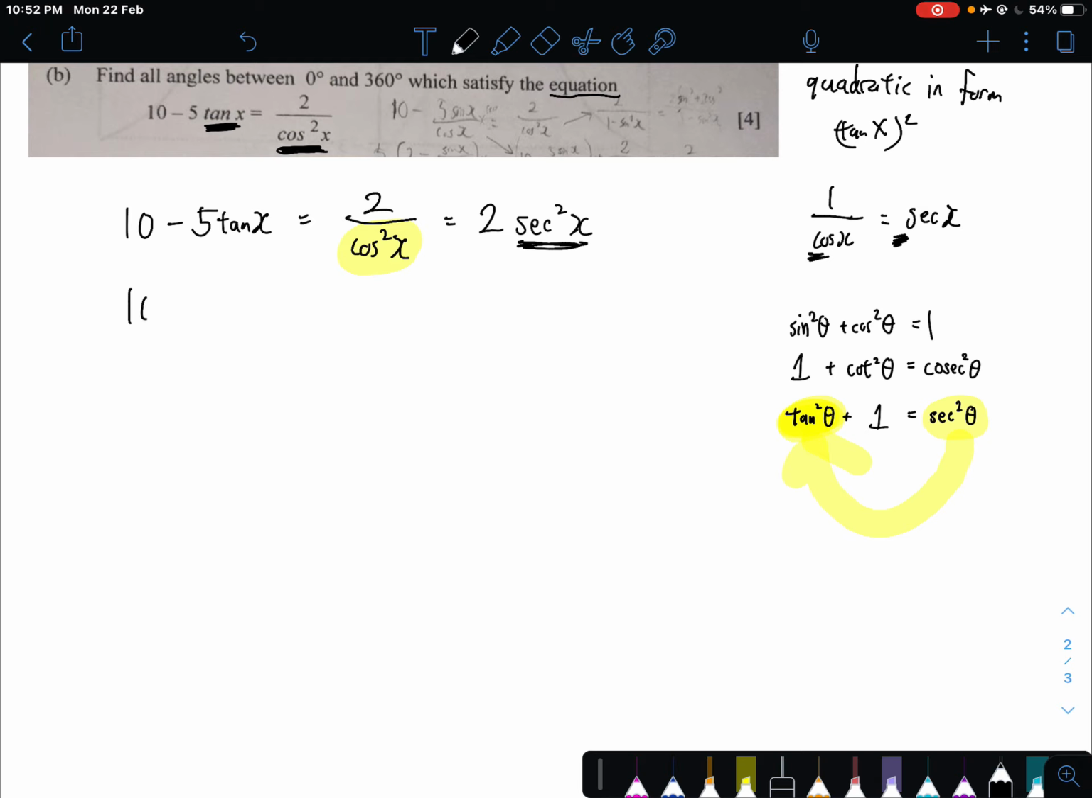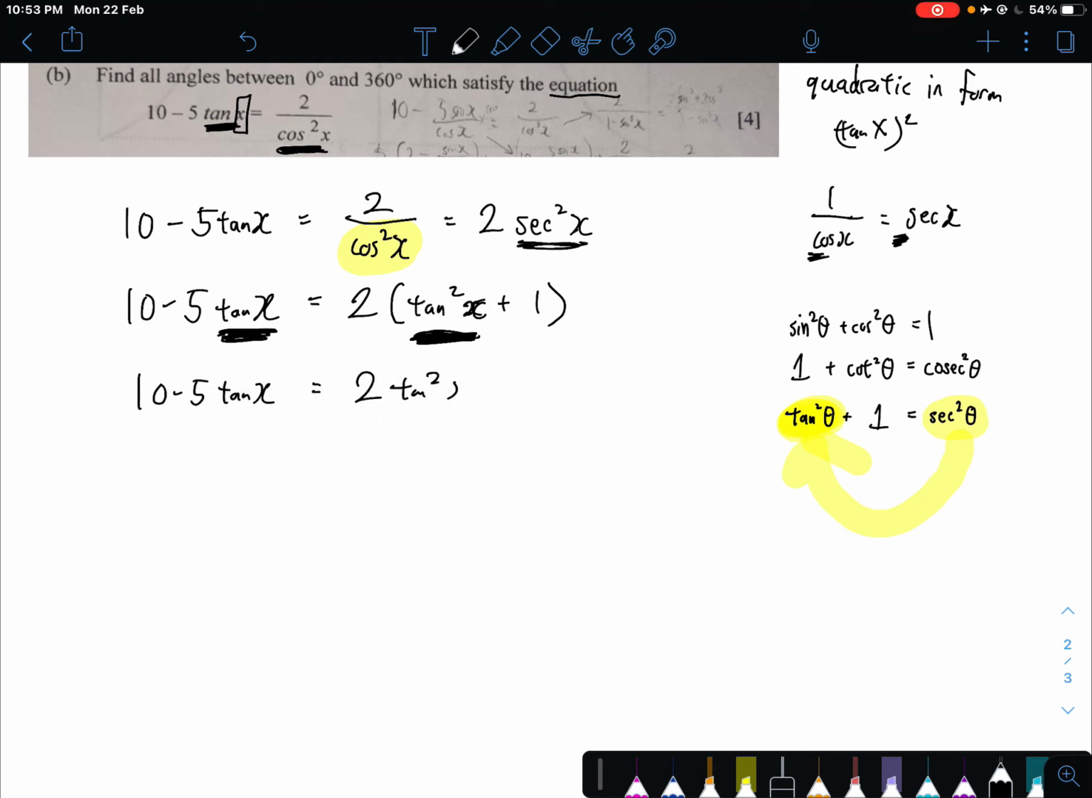So what I'll get is 10 minus 5 tangent x equals 2 times tangent square theta plus 1. Sorry, I used the wrong symbol. This should be an x, not theta. It should be consistent with whatever was given. If they gave you x, you use x; if they gave you theta, you use theta. Notice that now we have tangent x to power 1 and tangent square to power 2, so we can expand. What do we get? 10 minus 5 tangent x equals 2 tangent square x plus 2.